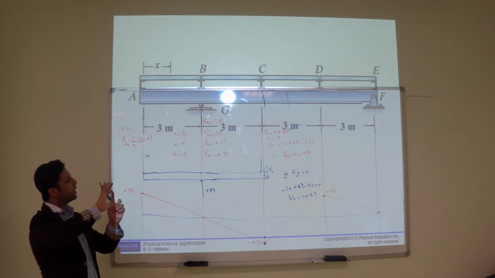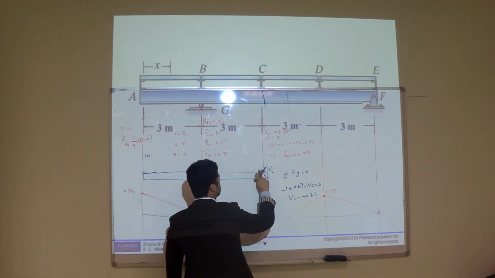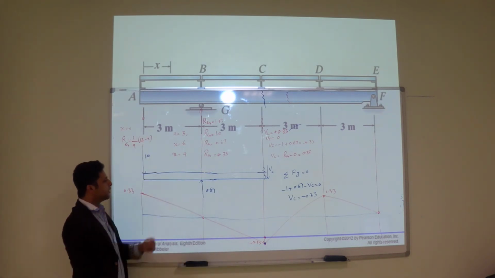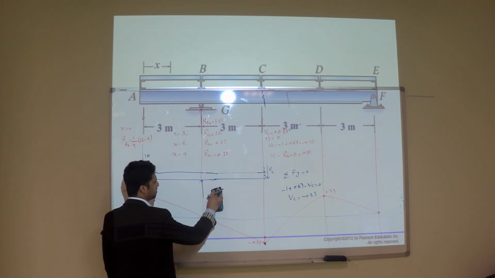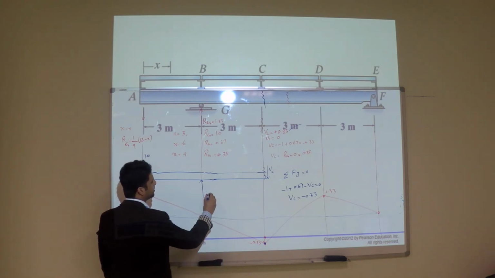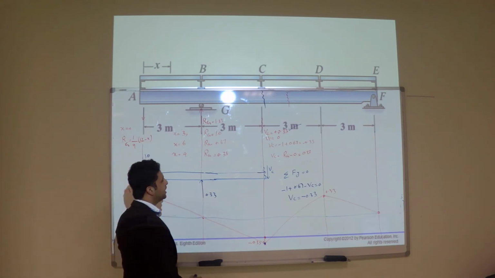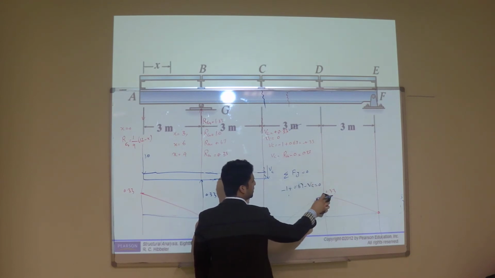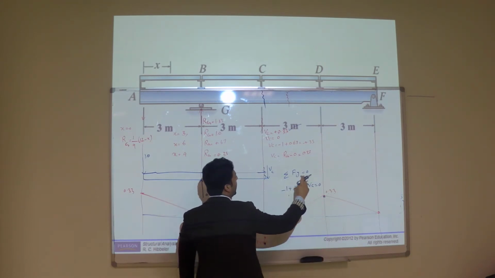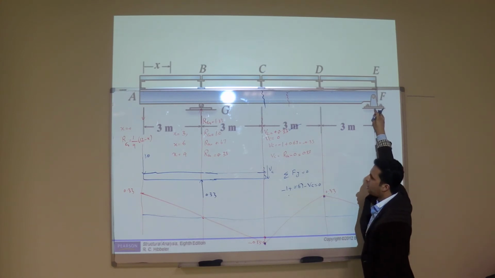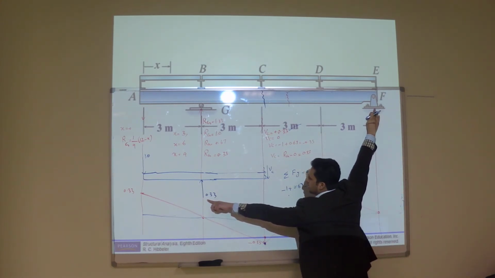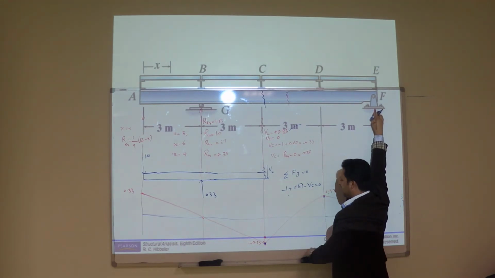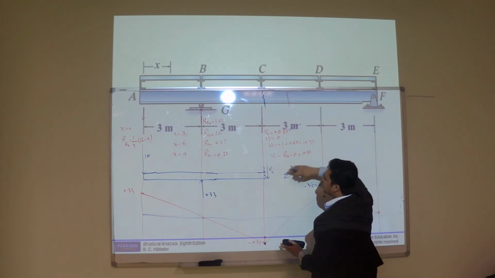And when the load is at point D, now this load is no more in the picture. How much will be the reaction? 0.33. And how much will be VC? Same, but positive. So you have positive 0.33. And when the load is here, how much will be this reaction? 0. And how much will be VC? 0.